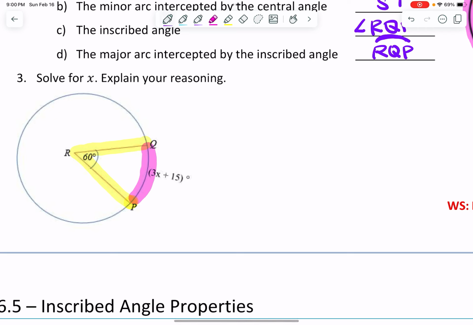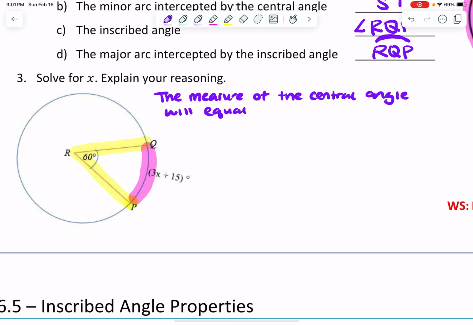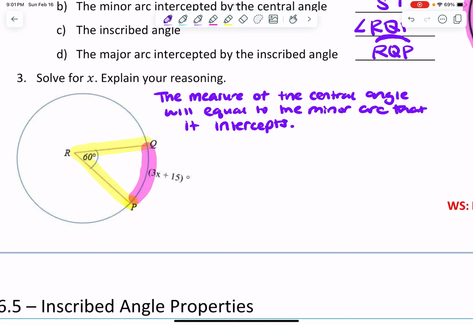Now, when I think about this, there's actually a property that I know that relates minor arcs and central angles. And what that property is: the measure of the central angle will equal the minor arc that it intercepts. Now you might be asking, Ms. T, why are you writing this down in words?